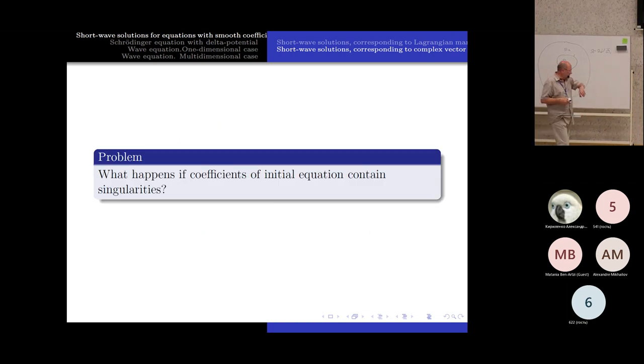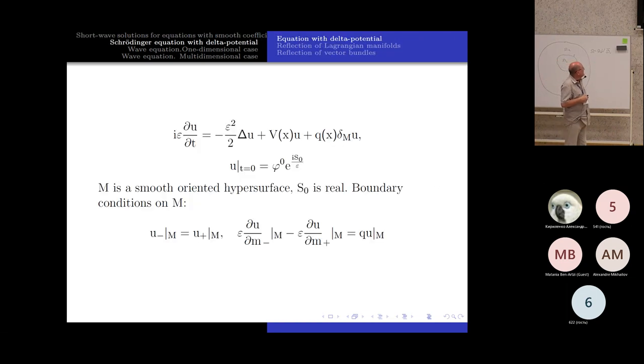So the main problem which I would like to discuss is what happens if the coefficients of the initial equation can contain singularity. And first of all, I will study the first example, which is the Schrödinger equation with delta potential. So this is an equation of this type.